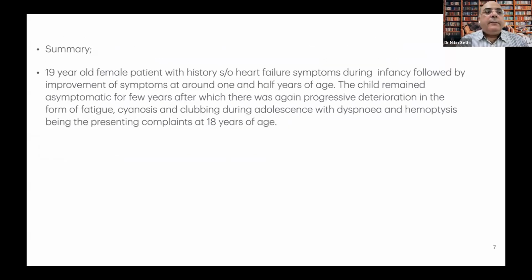So in summary, we have a 19-year-old female patient with history suggestive of heart failure symptoms during infancy, with improvement of symptoms at around 1.5 years of age. The child remained asymptomatic for a few years, after which there was again progressive deterioration in the form of fatigue, cyanosis, and clubbing during adolescence, with dyspnea and hemoptysis being the presenting complaints at 18 years of age.